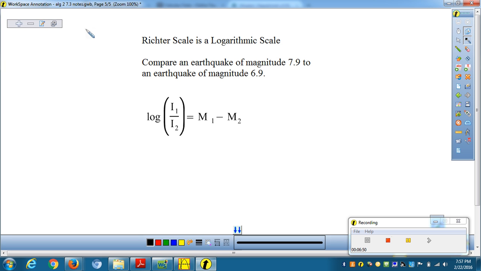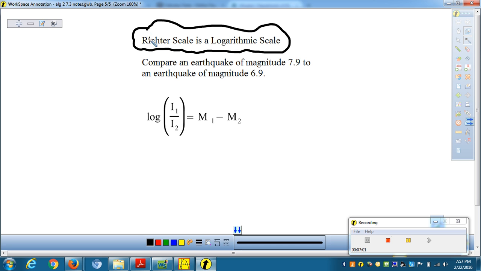All right, and one of the homework problems deals with the Richter scale that is used for earthquakes. The Richter scale is a logarithmic scale, and now that we're playing with logs a little bit, we have a method where we can compare how much bigger an earthquake of magnitude 7.9 is to an earthquake of magnitude 6.9.